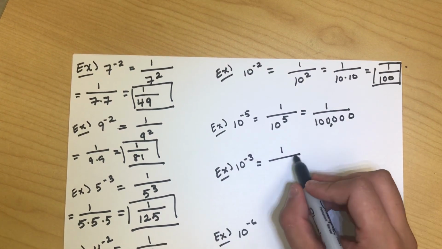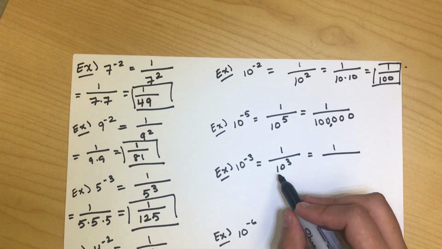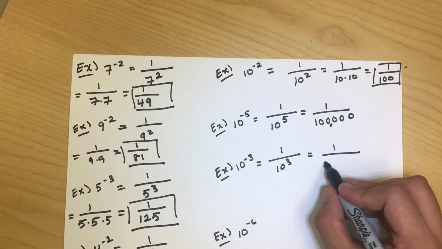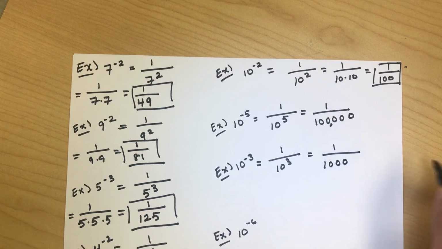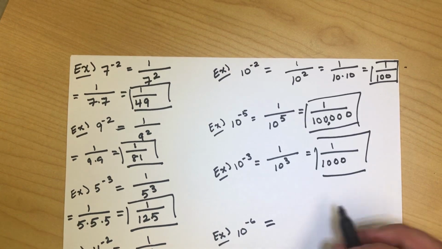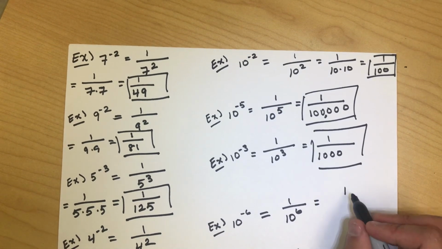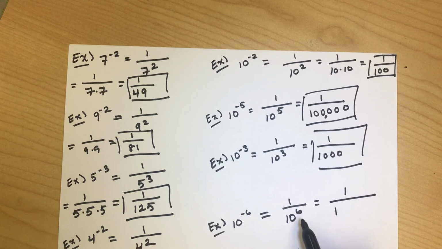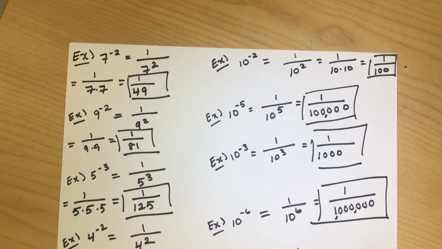10 to the negative 3 is going to be 1 over 10 cubed, which is going to be 1 over, well, we can use a nice little tens trick. All you do is put a 1. The exponent is a 3, so all you do is put 3 zeros. 1, 2, 3. Those are your answers. 10 to the negative 6 is 1 over 10 to the positive 6, which is just going to be 1 over the number 1 followed by how many zeros? 6, because the exponent's a 6. So 1, 2, 3, 4, 5, 6, comma, comma, and there's your answer.